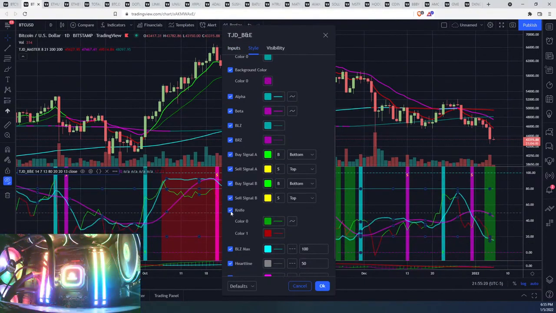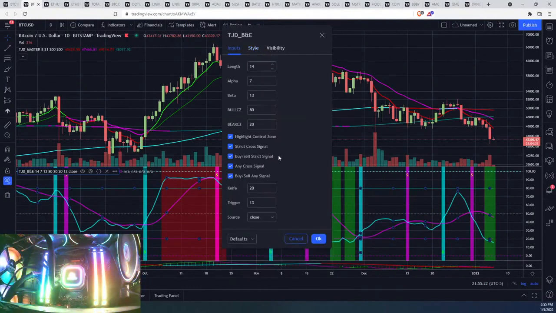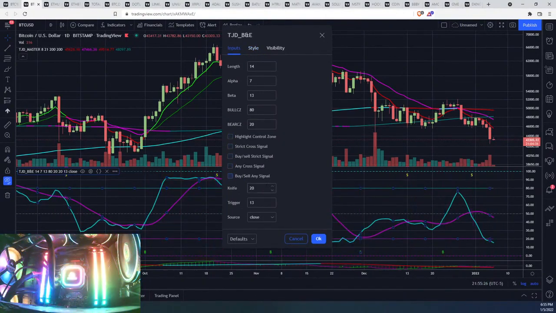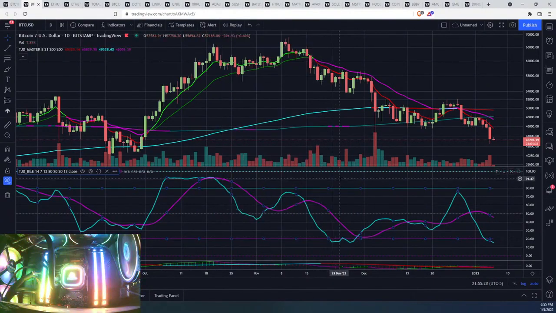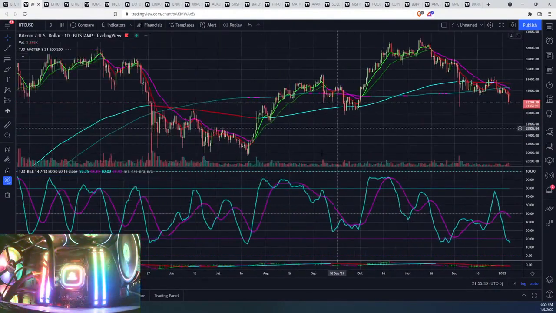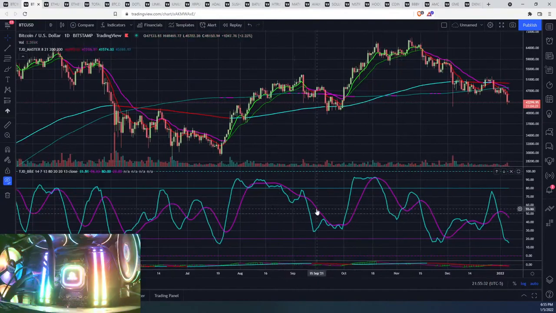Sorry, I went to the wrong spot. I want to turn off the knife right here, but I want to go to the inputs and turn off all of these. And then we can go through and look at each one. So here is just the stochastics alone in blue and pink.